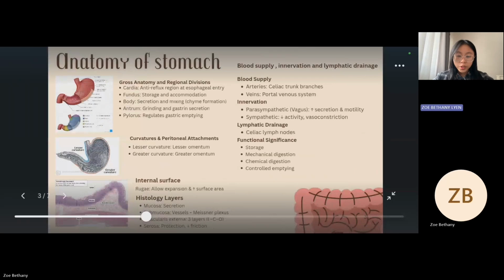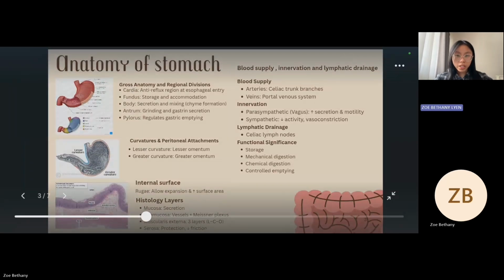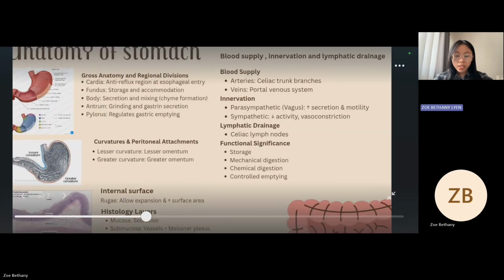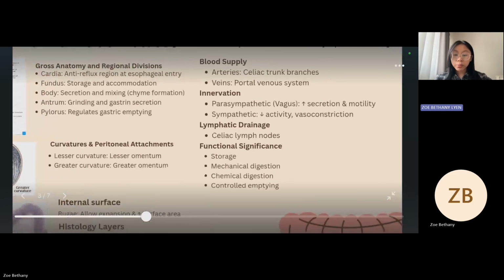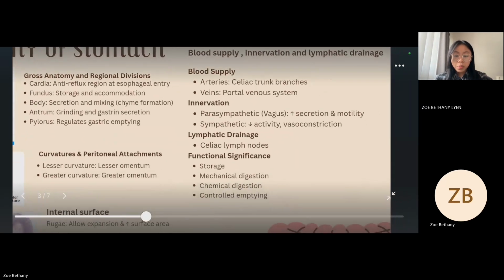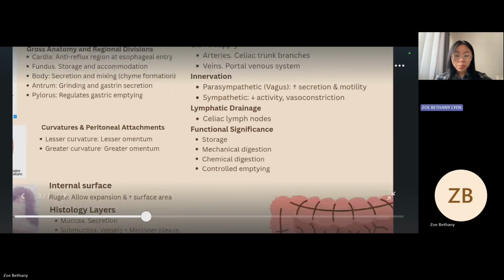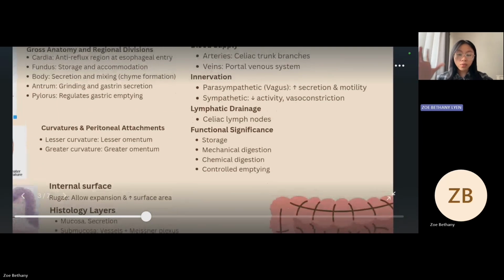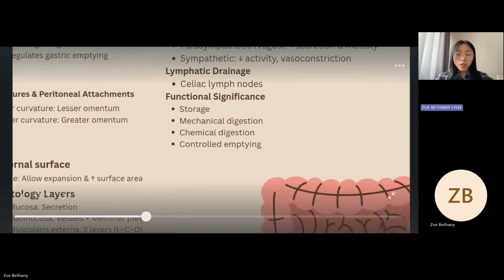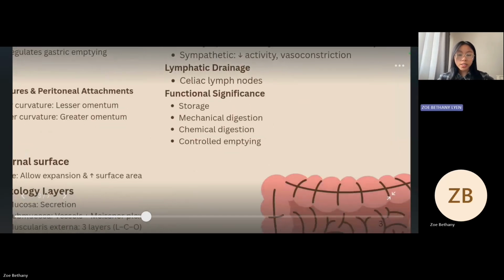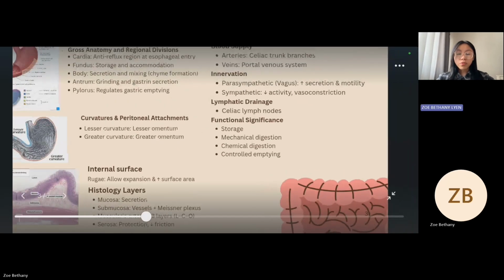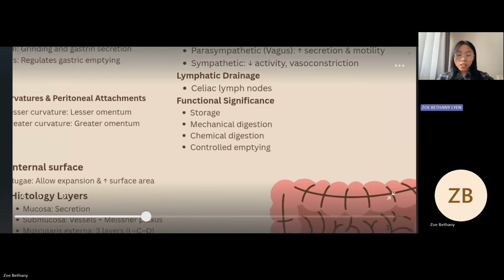Okay, moving on to the next part: the blood supply, innervation, and lymphatic drainage. The stomach has arteries and veins. The arteries are celiac trunk branches, while the veins drain into the portal venous system. For innervation, the parasympathetic supply is the vagus nerve, which increases secretion and motility, while the sympathetic supply reduces activity and causes vasoconstriction. There is also lymphatic drainage, which is to the celiac lymph nodes. The functional significance of the stomach is storage, chemical digestion, and controlled emptying.